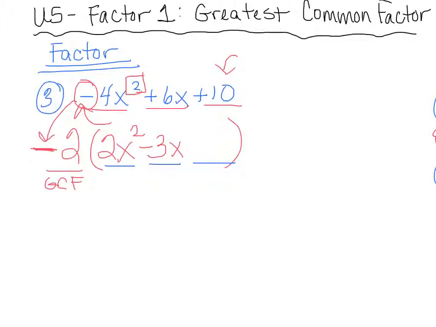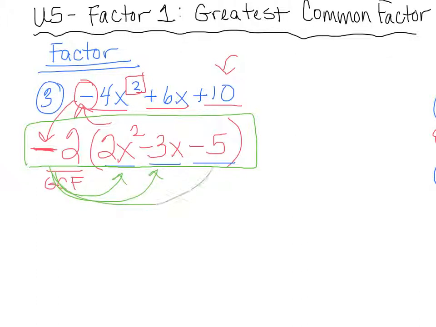So notice how when we take out a negative, it changes the sign of that term. And at the end, the 10 divided by negative 2, we're left with negative 5. Okay? And that would be our answer. Okay, it's negative 2, parentheses 2x squared minus 3x minus 5. And notice, if we were to take that negative 2 and multiply it back through the parentheses, we would get exactly this original expression. And that's what we want.